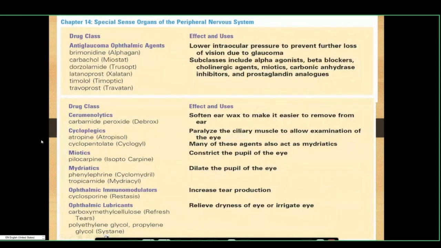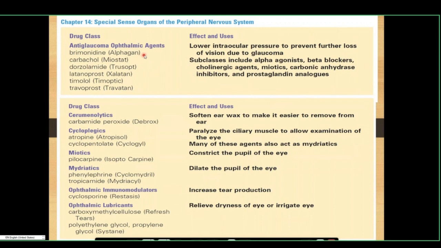Chapter 14. Special sense organs of the peripheral nervous system. Drug class, effect and uses. Anti-glaucoma ophthalmic agents lower intraocular pressure to prevent further loss of vision due to glaucoma. Subclasses include alpha agonists, beta blockers, cholinergic agents, miotics, carbonic anhydrase inhibitors, and prostaglandin analogs.